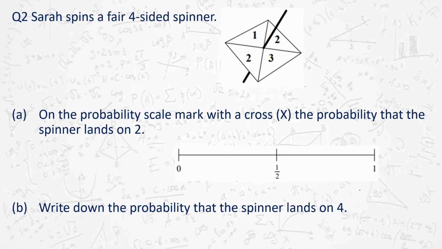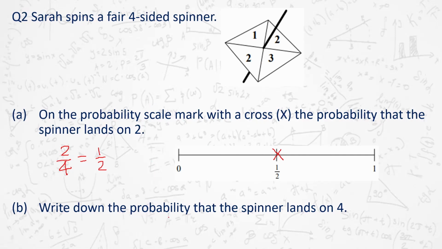Question 2. Sarah spins a fair four-sided spinner. On the probability scale, mark with a cross the probability that the spinner lands on 2. So within this spinner, we have 2 2's out of 4 options. So again, that's 2 out of 4. Simplify that, it gives us half. So we mark right in the middle.